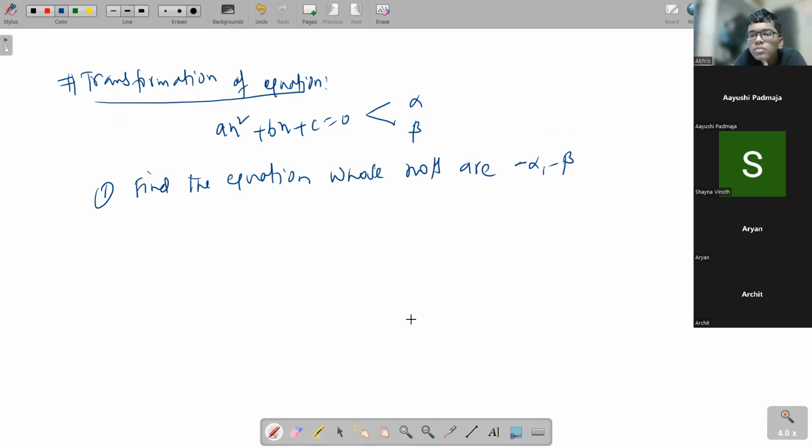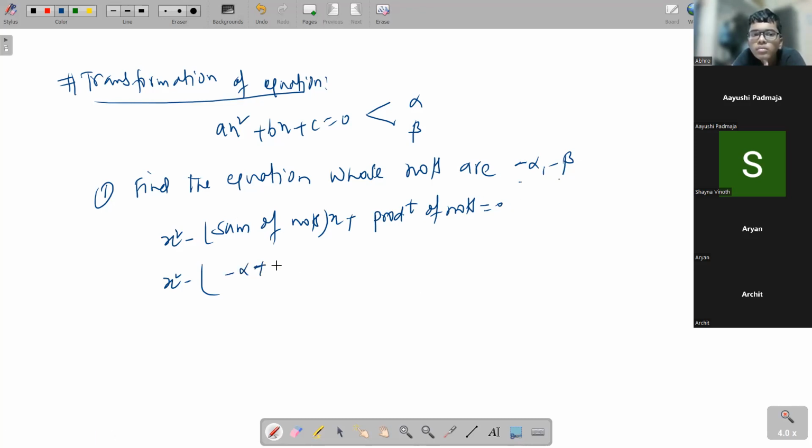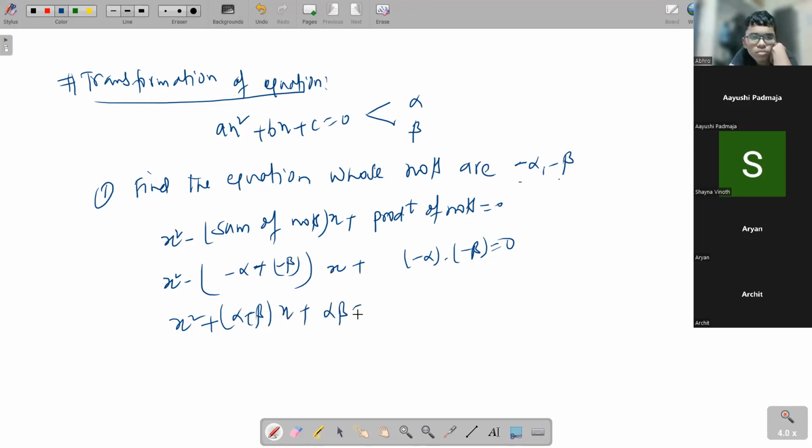See, there are two ways to do this. One way: we know that if roots are given, the quadratic equation is x square minus sum of roots into x plus product of roots equal to 0. Now the roots given are minus alpha and minus beta. So minus alpha plus minus beta into x plus the product of the roots. From here we can take minus out, so minus minus becomes plus: x square plus (alpha plus beta) into x plus alpha into beta equal to 0.